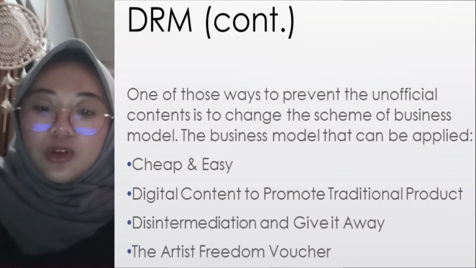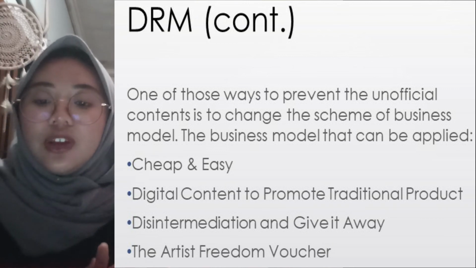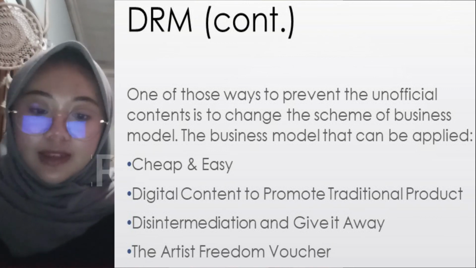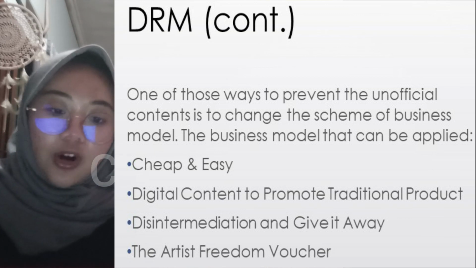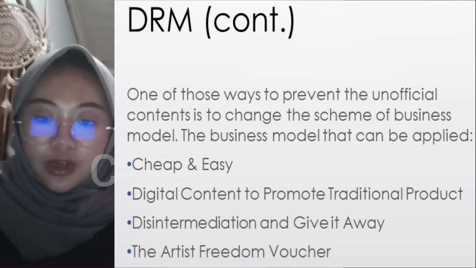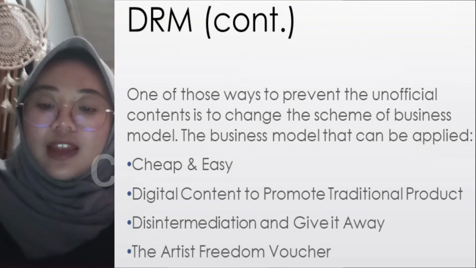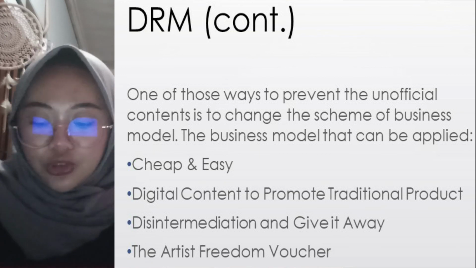So one of the ways to prevent unofficial contents is to change the scheme of the business. The business models that can be applied are easy and cheap digital content to promote traditional products, disintermediation and give it away, and the artist freedom voucher.